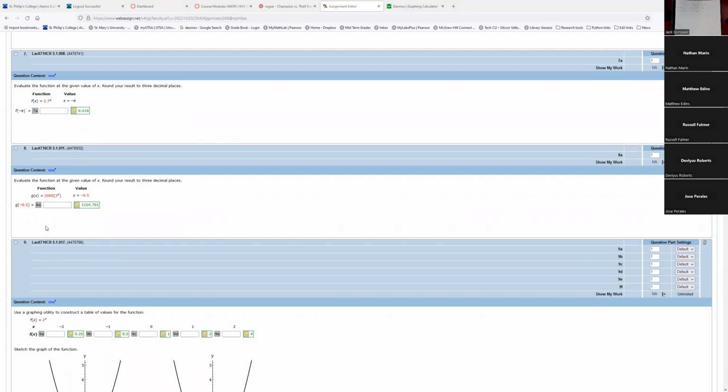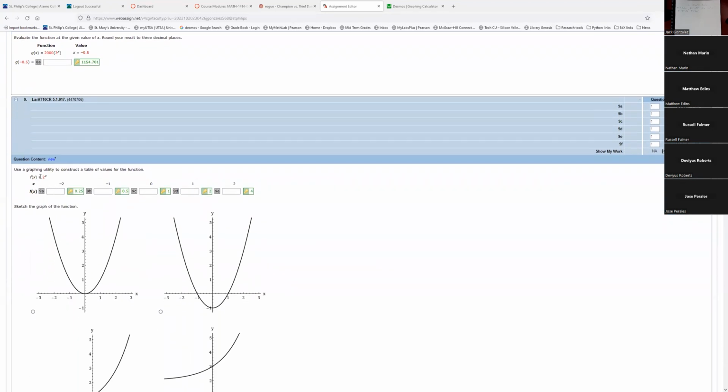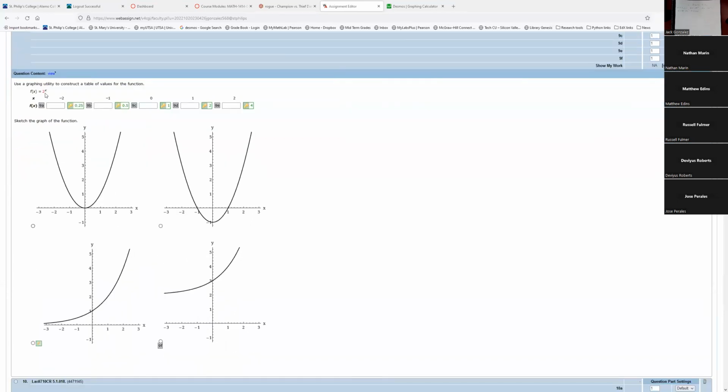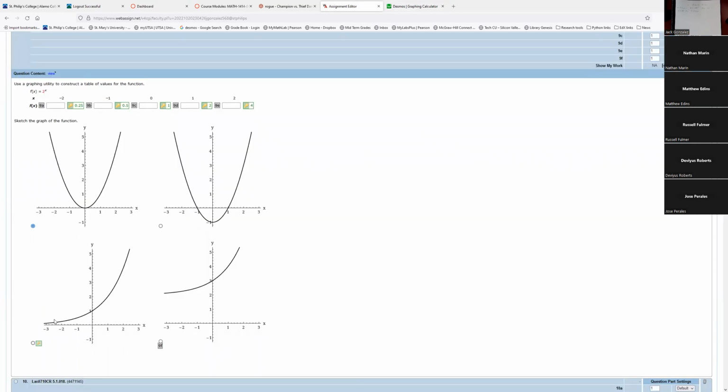So number 7, number 8 is the same type of deal. Just plug in numbers. Here, they want you to find the value. So here I would just use Desmos. They want you to literally just graph it and find out which one it is. But obviously, it cannot be A or B because these are quadratic functions. It has to be C or D. Now, remember, any function to the x will have this type of shape. So it has to be C.